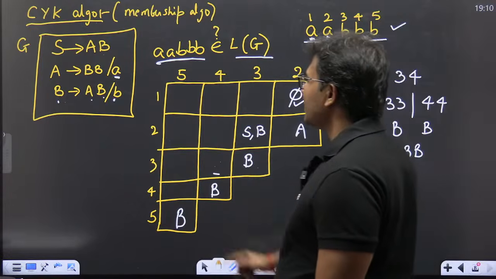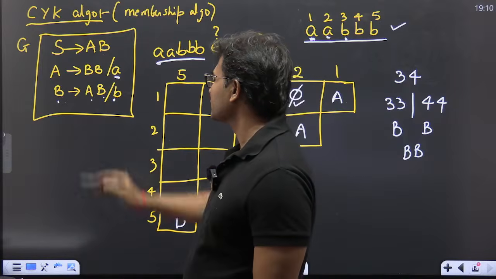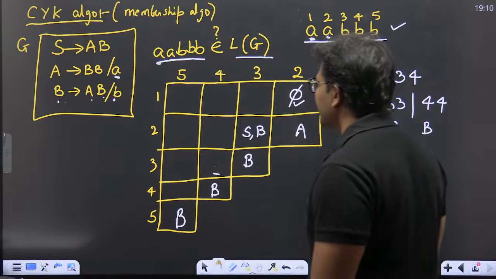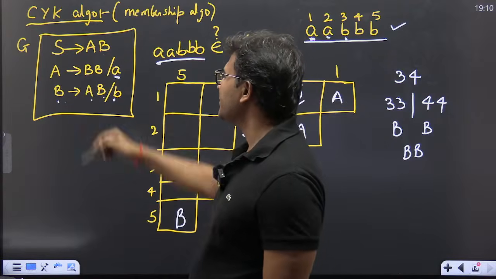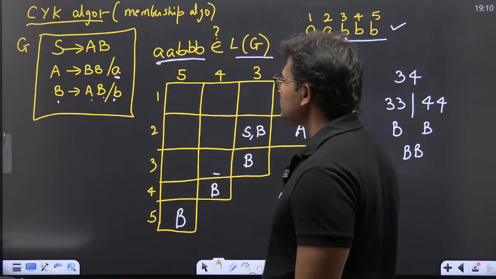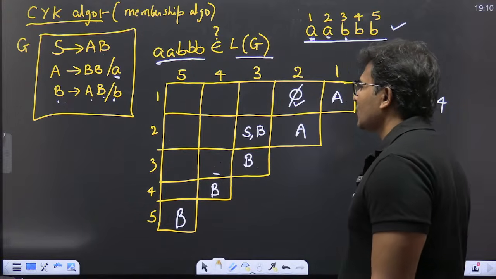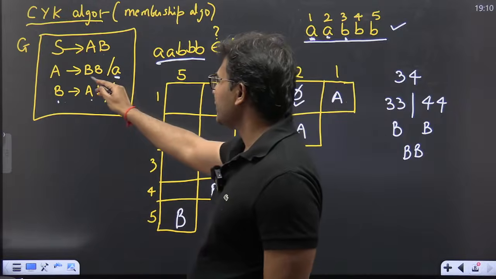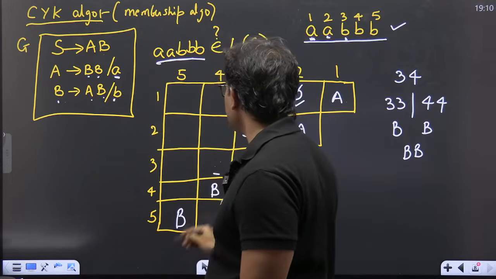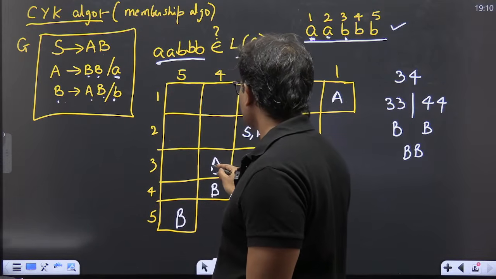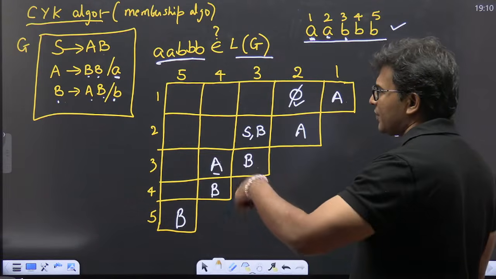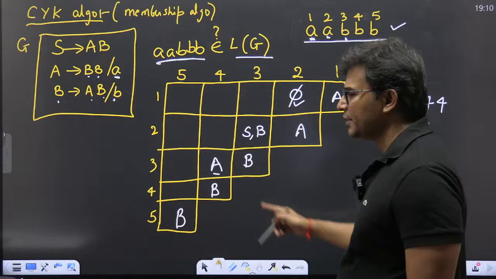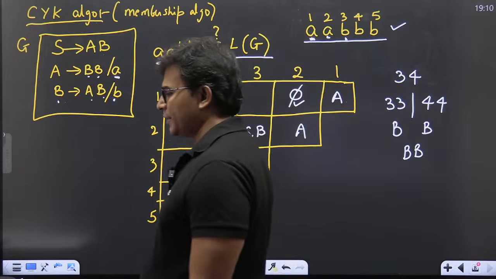Now the right hand side is BB, right? Here the right hand side is BB, therefore we get A here. BB is present at only one position and its left hand side is A, so I am writing A here.